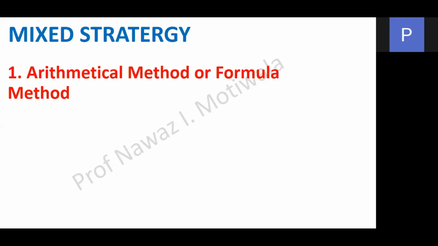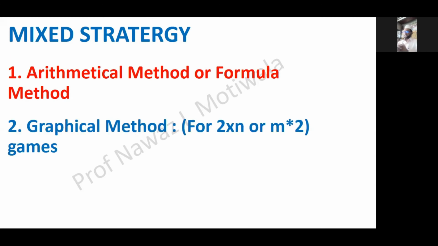The processes by which we can find out the values of mixed strategy are: first is the arithmetical method or formula method. Here simple formulas will be given, or formulas are already available. You just have to write that formula, substitute the values and get the answer. Second method is the graphical method. As you know, there can be only two axes, x and y, or there can only be two variables. Hence it is applicable only to cases where there is 2 multiplied by n. 2 multiplied by n means a case where there are 2 rows and n columns.